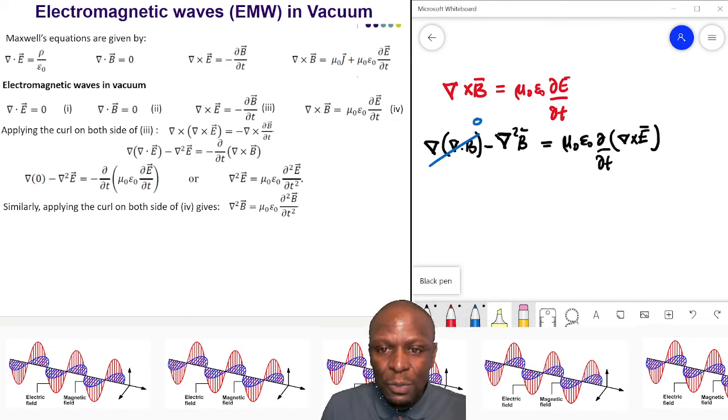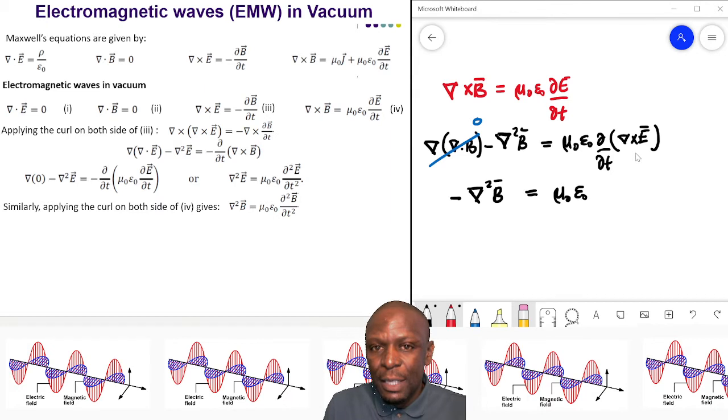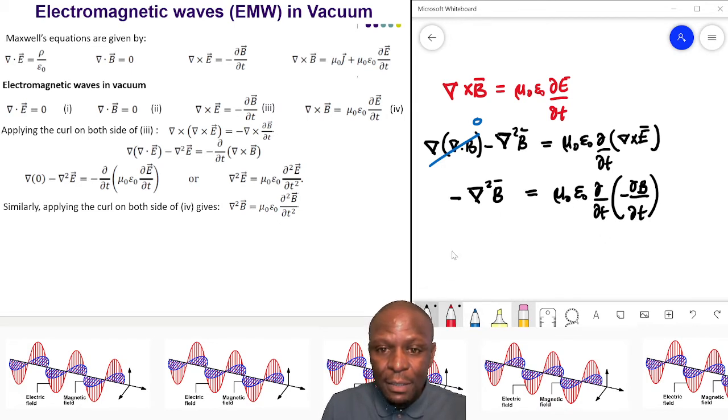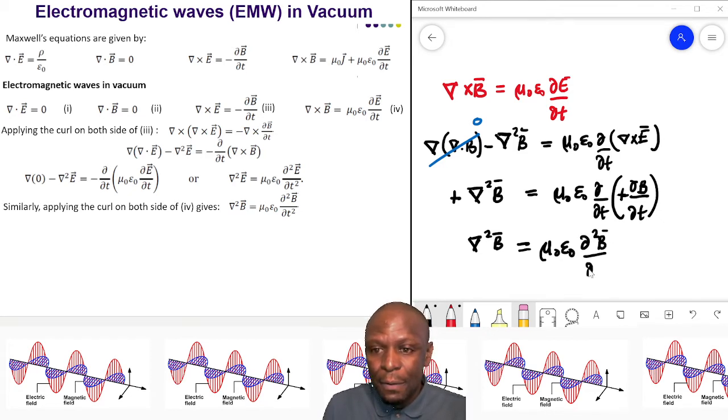Now this equation is just going to be minus the Laplacian is equal to mu naught epsilon naught times the curl of E. What is the curl of E? Faraday's law. What is the curl of E? Faraday's law is minus dB/dt. So now these minus signs become positive. As a result, the Laplacian of B is equal to mu naught epsilon naught times the second order derivative of B with respect to t. So that's basically what you are going to have, right?